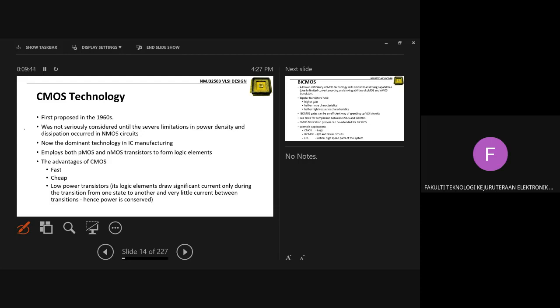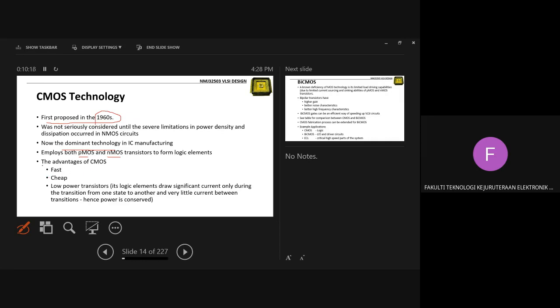CMOS was first proposed in 1960. It was seriously considered, but you can read on your own this one. It's a dominant technology and uses both PMOS and NMOS as I mentioned. So you also learn the PMOS and NMOS under Introduction to IC Design, I believe. And you also learn the fabrication process for PMOS, NMOS, P-well and N-well, right? We're not going to cover this one for this course now.